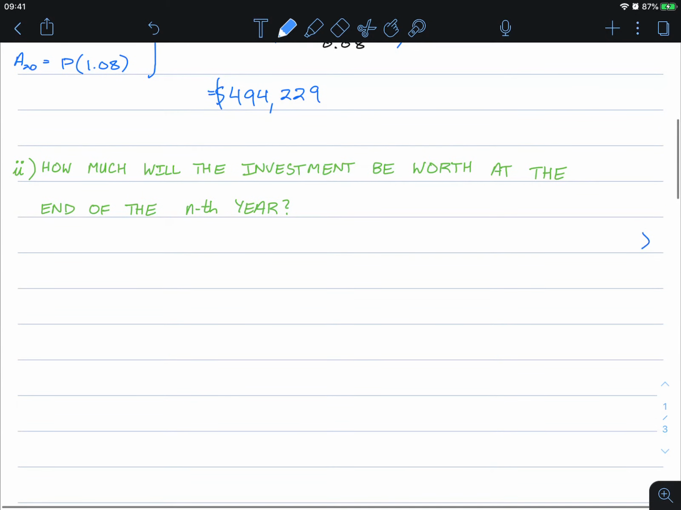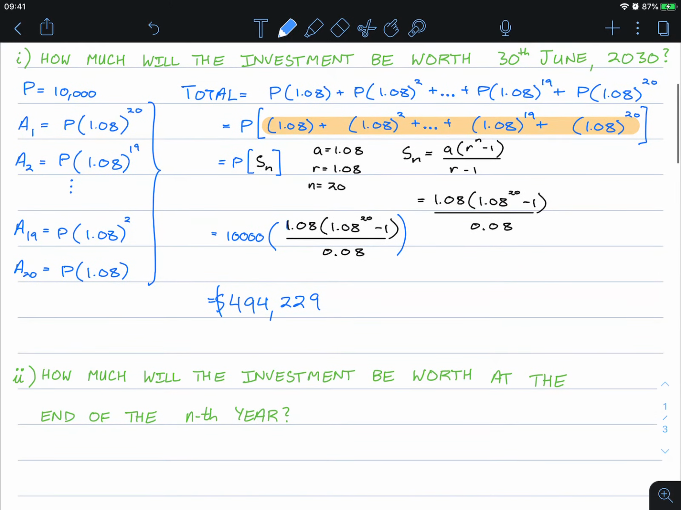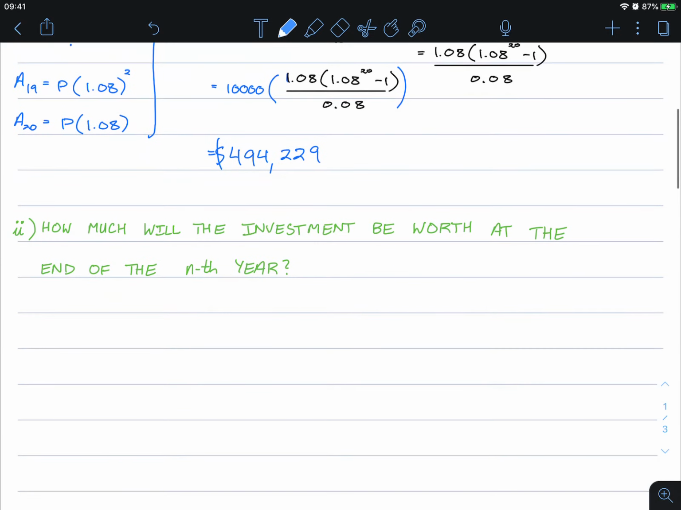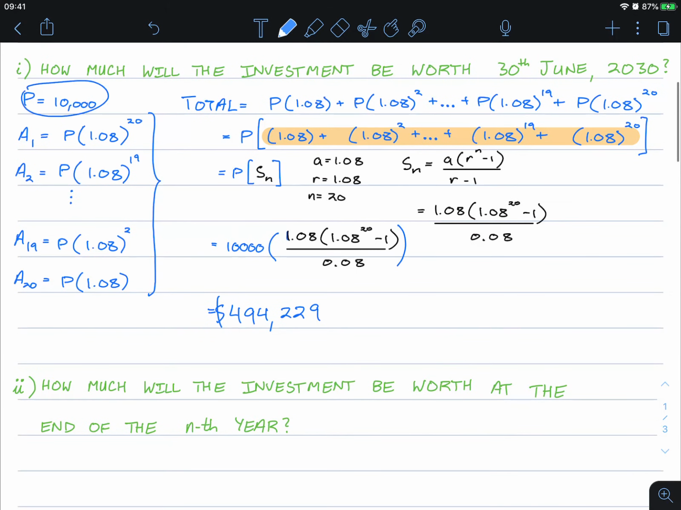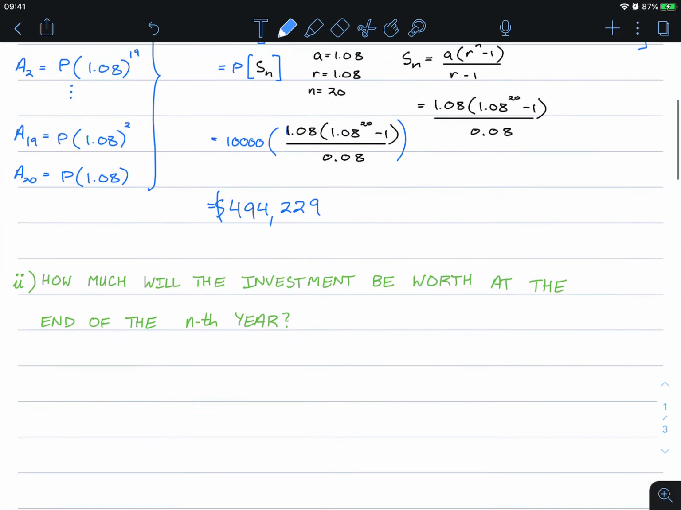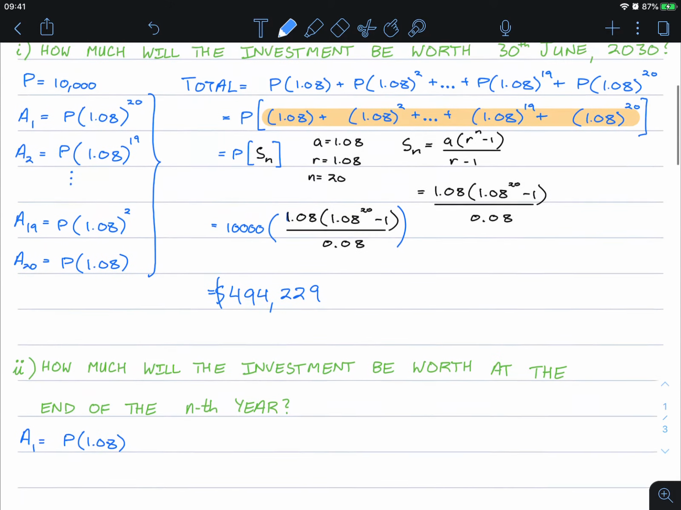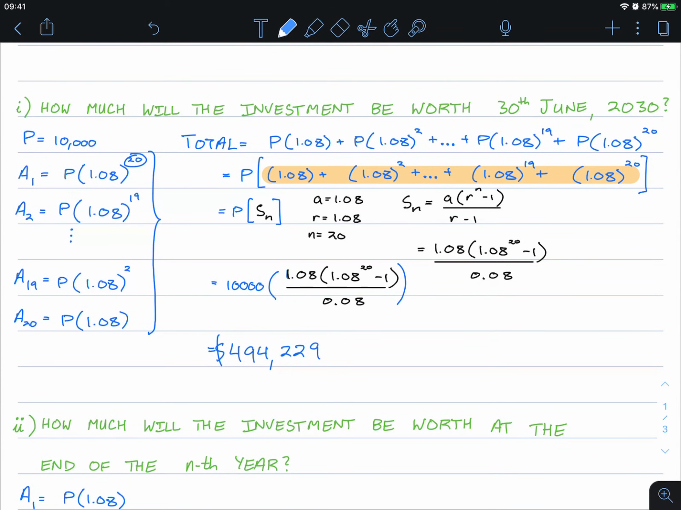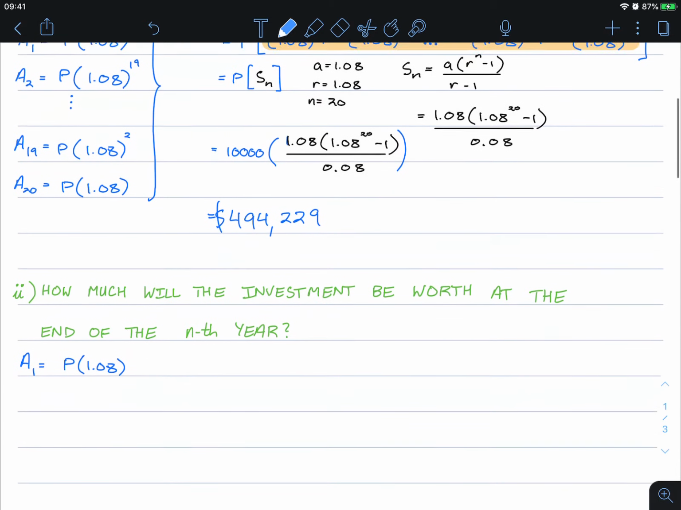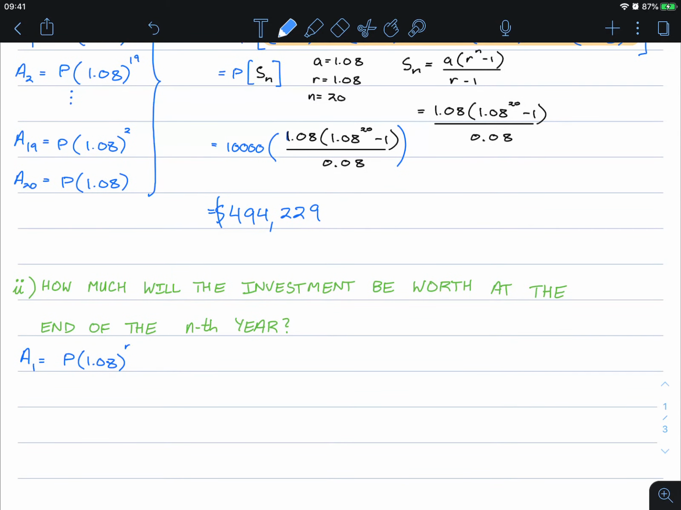How much will the investment be worth at the end of the nth year? So in this case, we don't want just 20 years, we want any n value. So once again, I'm going to let P equal 10,000, it's just less writing for me. So the first investment is P times 1.08, but in this case, if it was 20 years, we put 20. For n years, we put n.